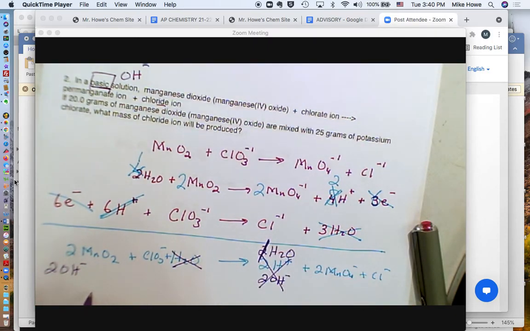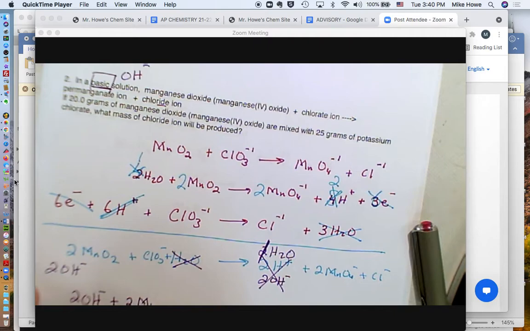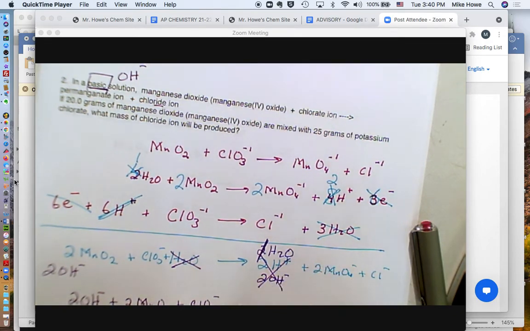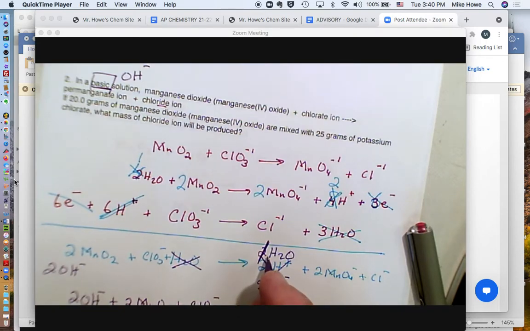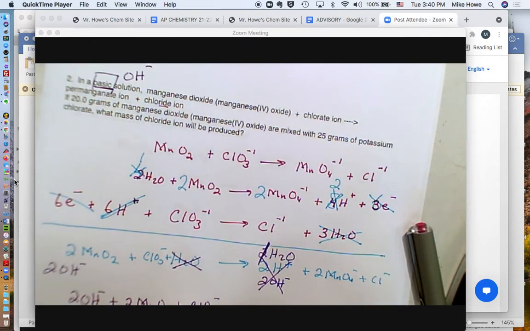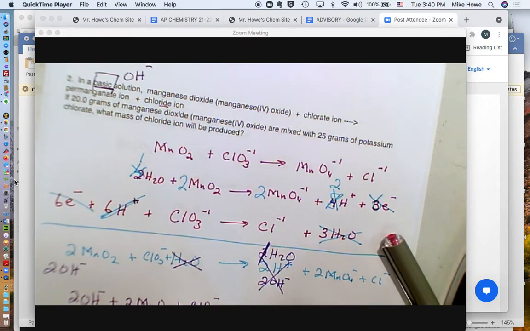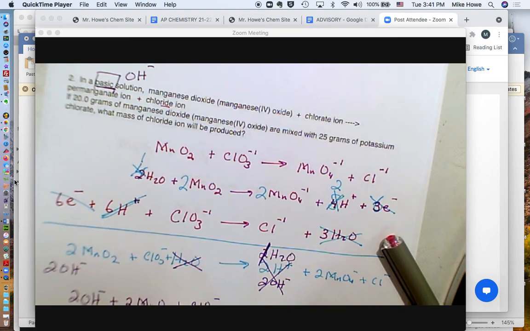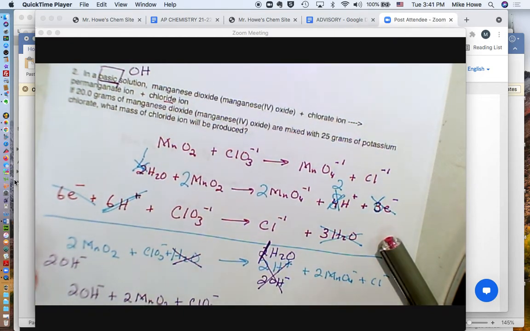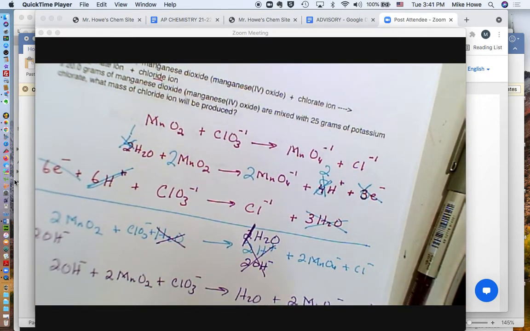And so our final balanced equation becomes two OH minuses plus two MnO2 plus the ClO3 minus. That's it on that side. Yields one water, because remember we had two, but one canceled out with that one, so it became one water, and two permanganates, and one chloride. All right, so now we're ready to actually do the stoichiometry.